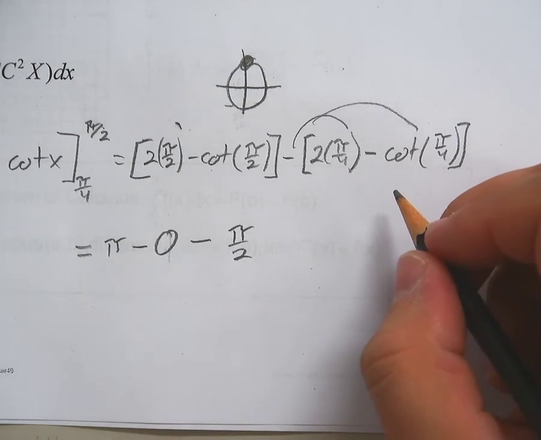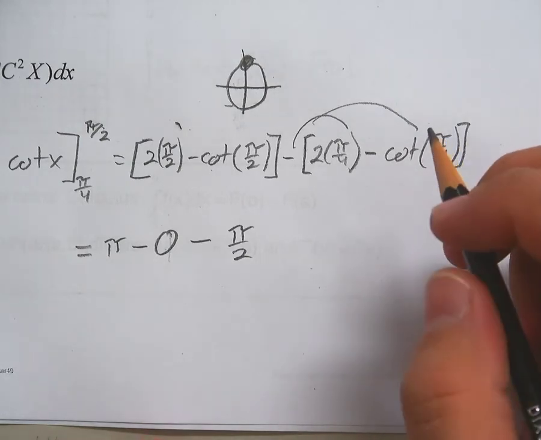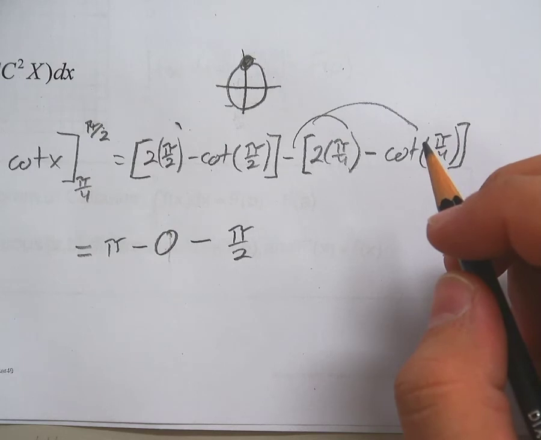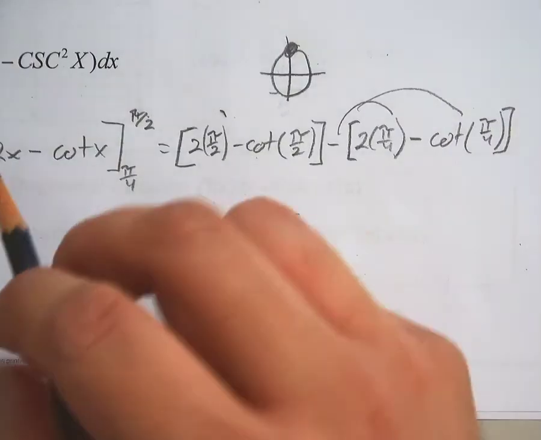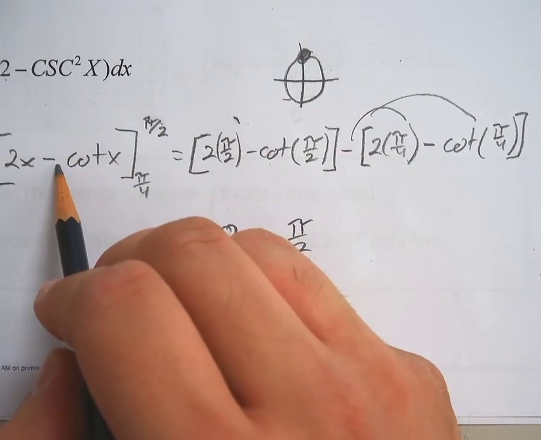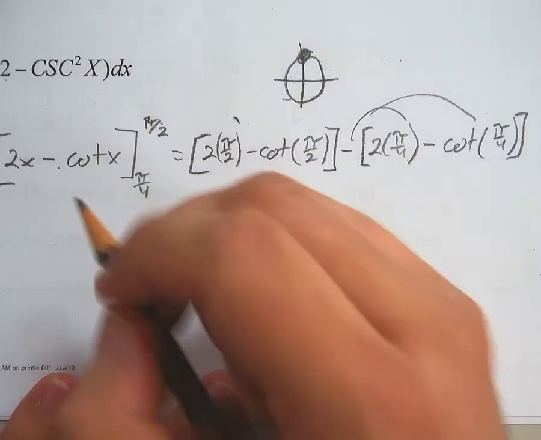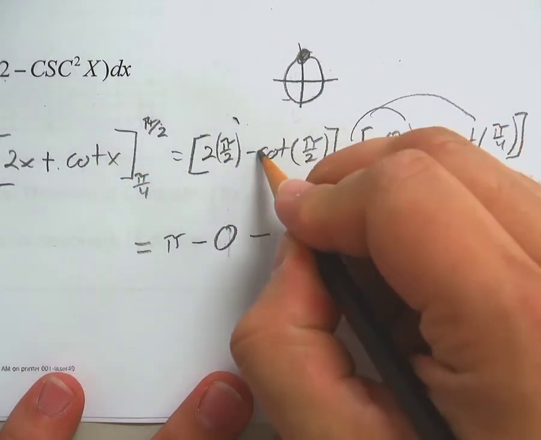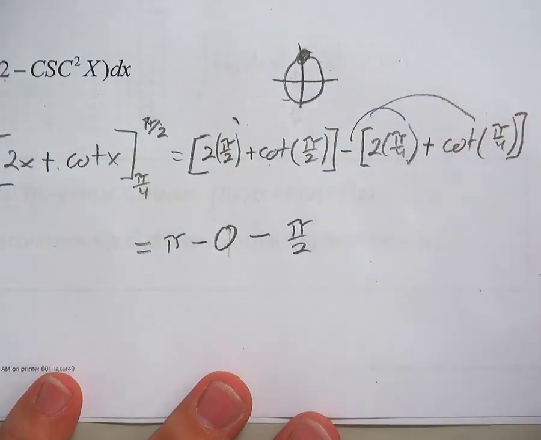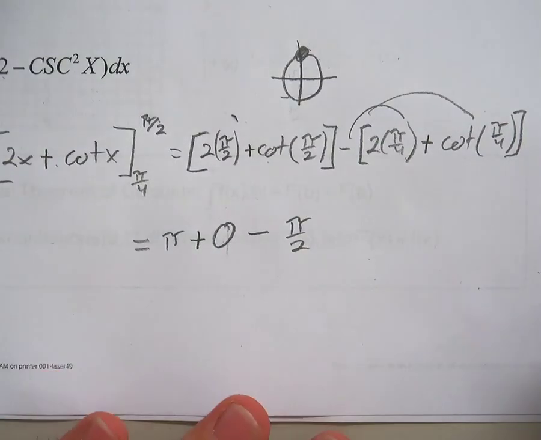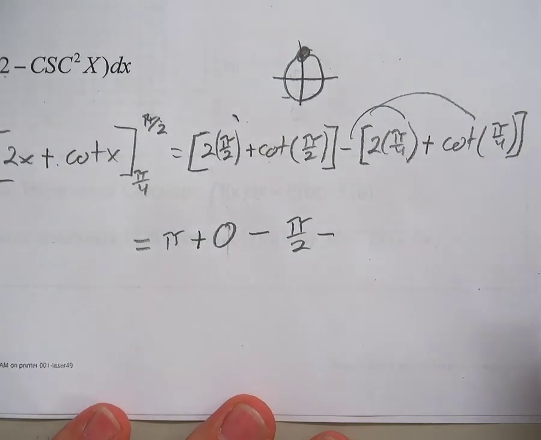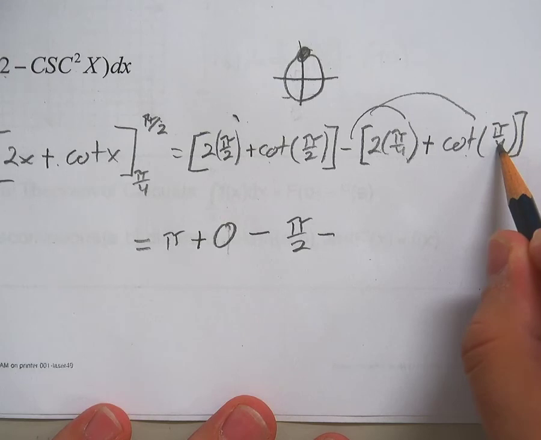And the cotangent of pi over 4, I can't believe I did this again. I forgot that this is positive. Some of you probably caught that right off the bat. I forgot this is supposed to be positive. No worries, easy fix. Easy fix. Minus cotangent of pi over 4.